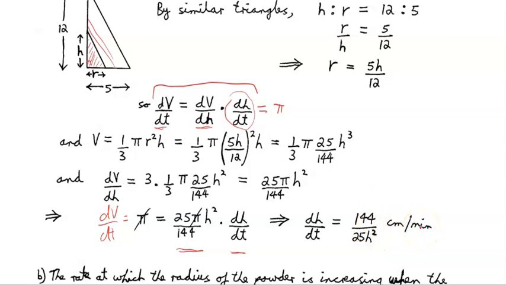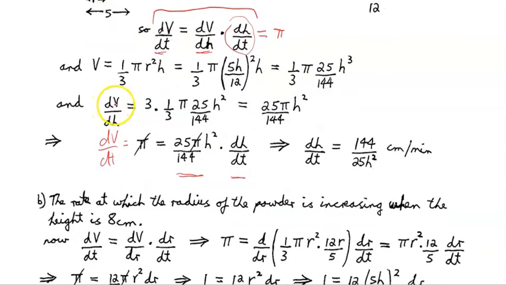Remember our units were in centimetres and minutes. So dh/dt becomes 144 on 25h squared centimetres per minute, and that's the rate at which the height of the pile of powder is growing. Let's have a look at another example now.